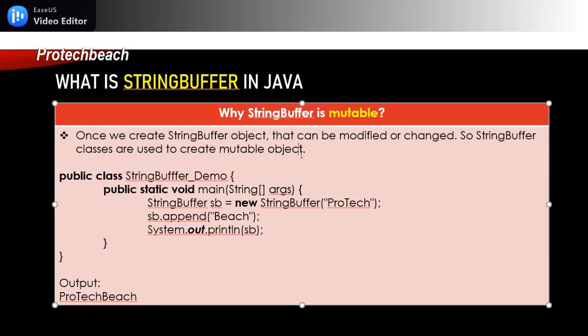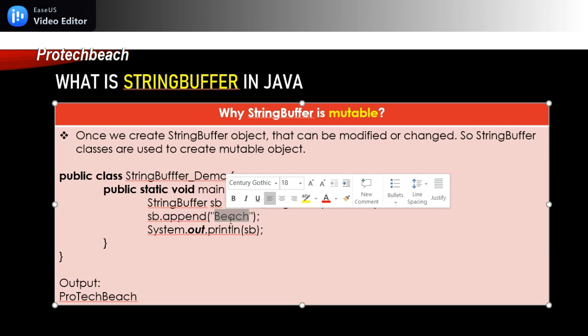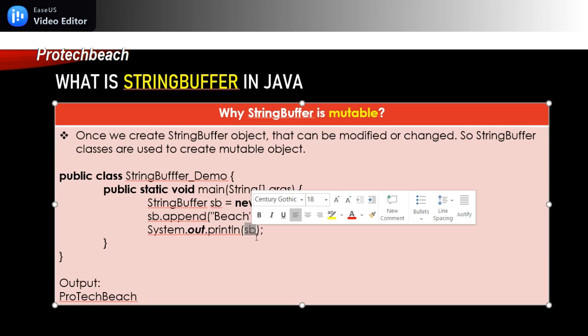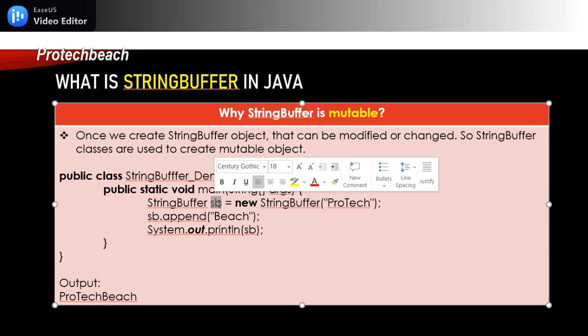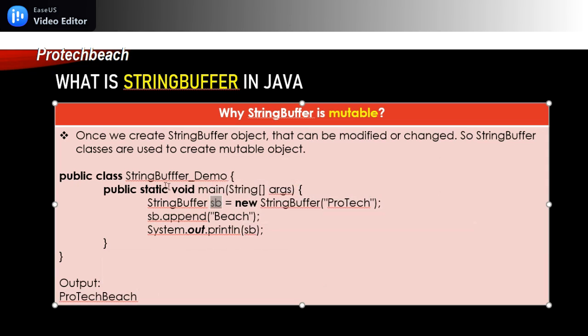So why is StringBuffer called mutable? Once we create an object of StringBuffer, we can modify its value. Say a StringBuffer object is created, and here I am appending with the append method, adding some data. If I print this value, I am able to get ProTechBeach, because it allows modifying the existing object. But the String class does not allow us to modify it, while StringBuffer allows that, so it is called mutable.